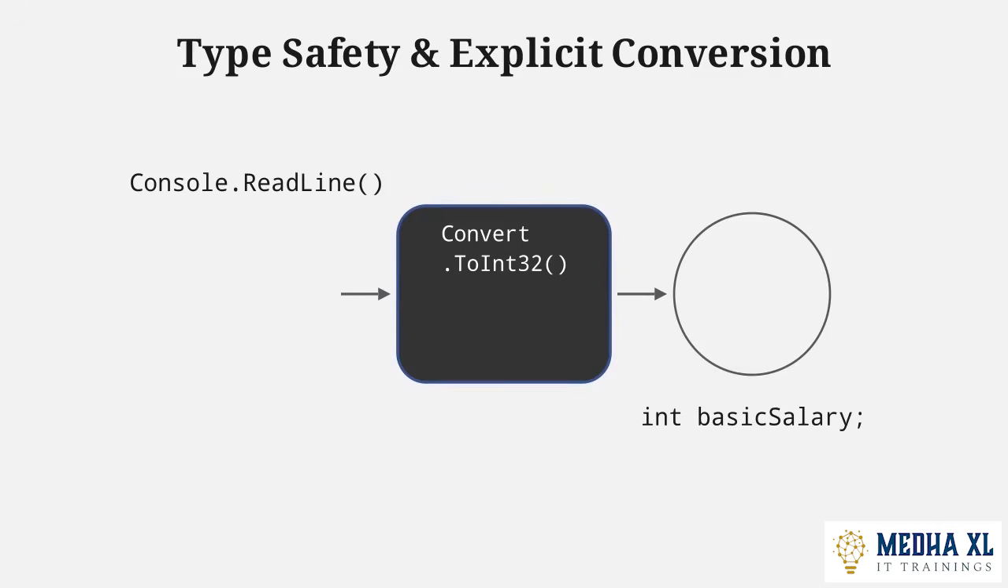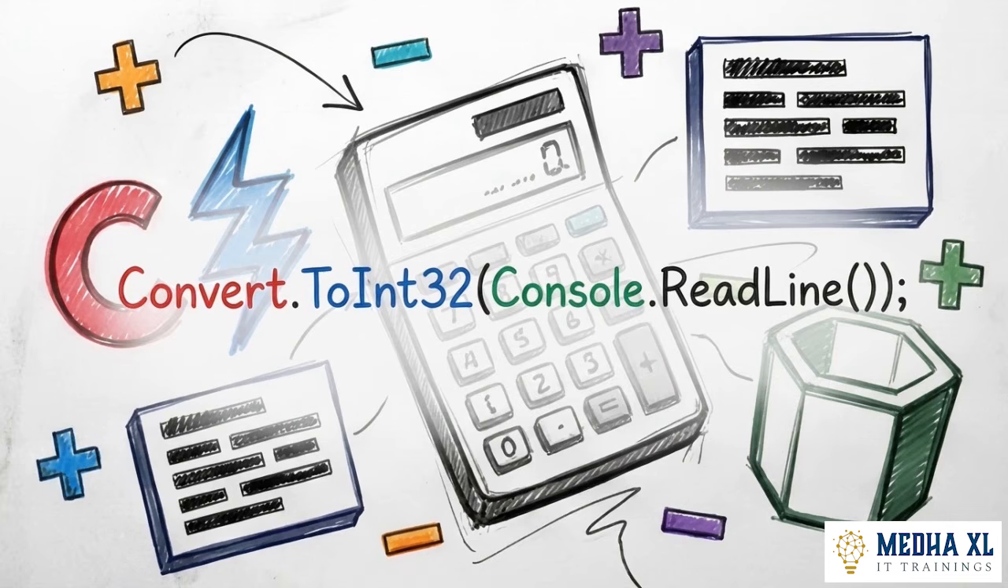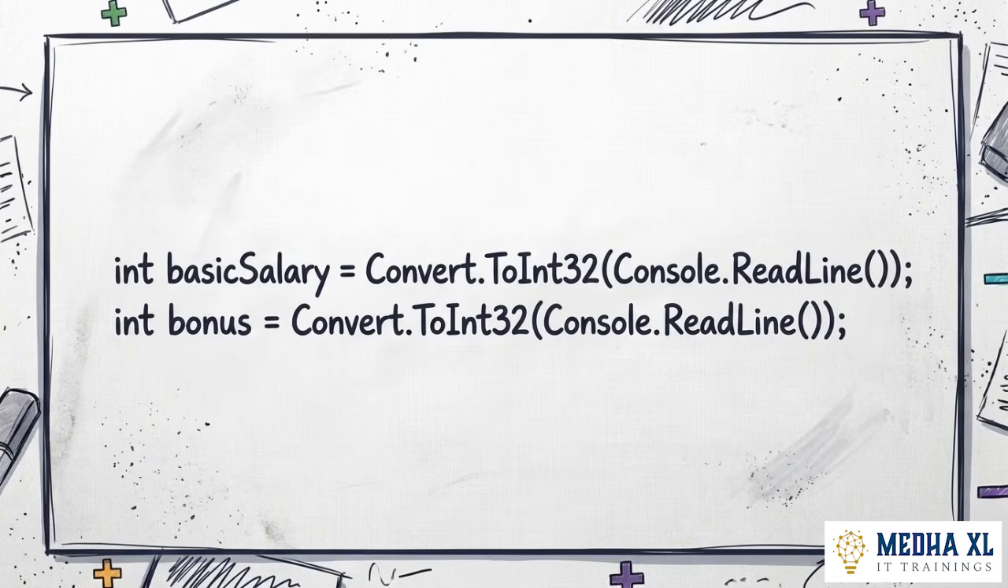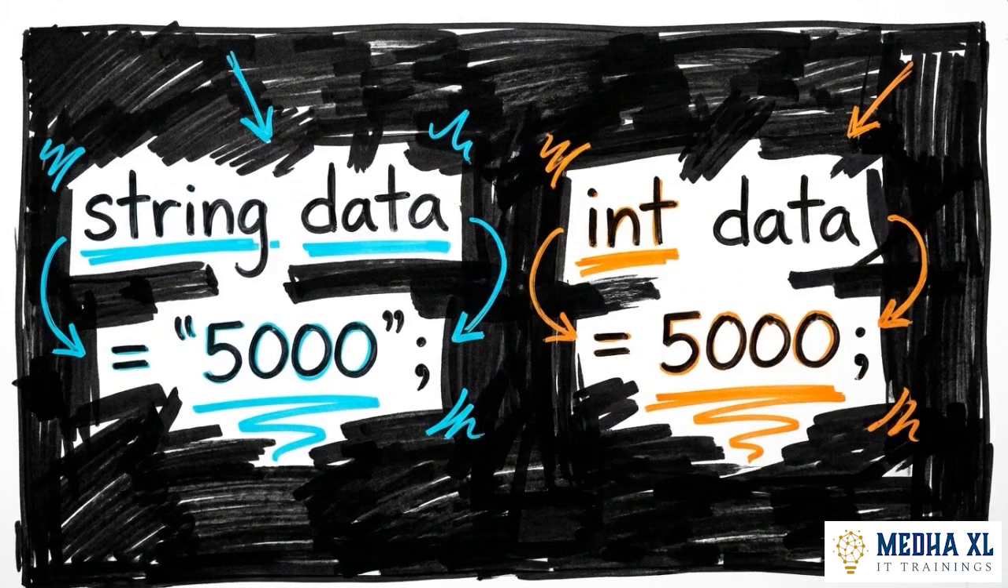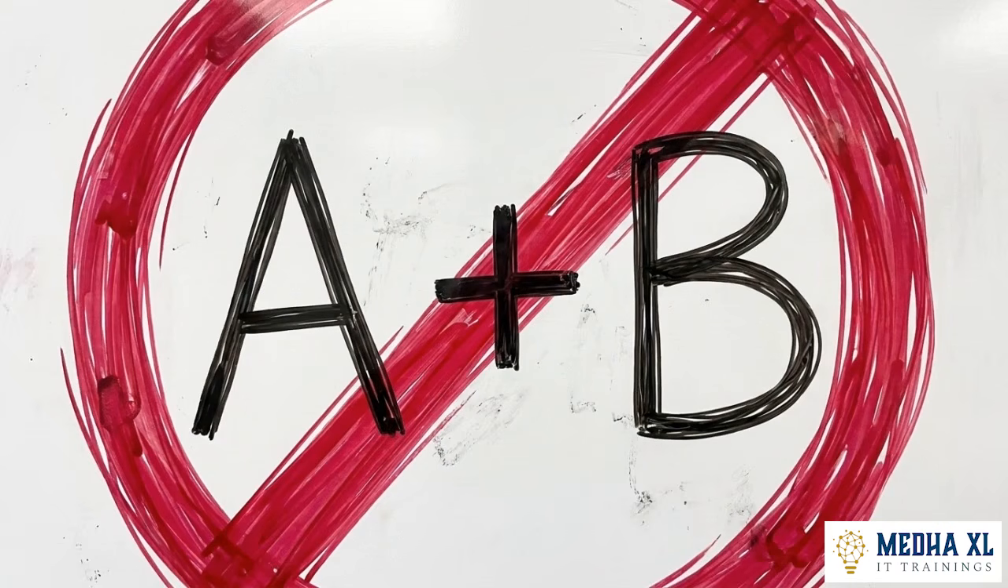To resolve this, Convert.ToInt32 acts as a secondary filter, reshaping the text into a true integer that slots into our math container. In your editor, wrap the Console.ReadLine command inside Convert.ToInt32. You will apply this exact syntax to capture both the basic salary and the bonus variables. You must build this explicit translation into your code because a computer evaluates data types strictly. It cannot perform arithmetic on textual characters, regardless of what they look like on the screen.